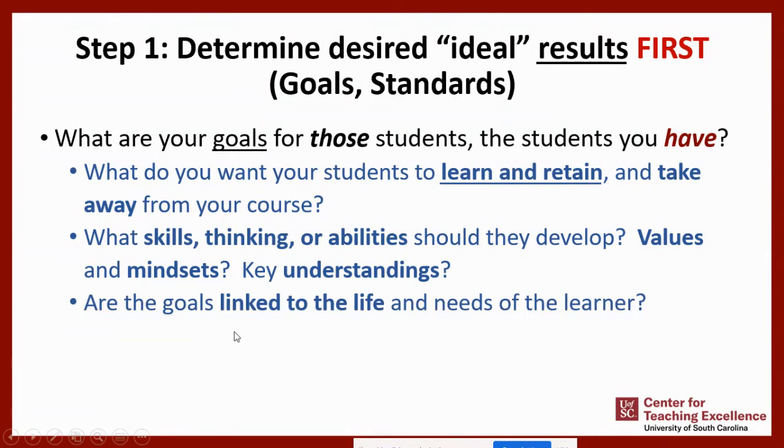And then are those goals that you have set out, and again, these are big picture goals, are they linked to the needs of the learner? So what that means is that the goals that you have set for your students, is it relevant to what they're doing in class, and is it relevant to what they will be doing later on? I think that relevance and transparency of why you do things in a class is really important for your students to understand. This is why we're doing this.